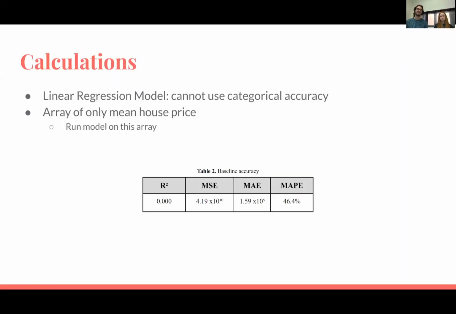So for our baseline, we decided to look at the mean house price of the overall data set. Essentially, we compared the mean overall to each individual price. Because it's a linear regression model, there's not specifically a categorical accuracy, so we decided to look at other metrics such as R-squared score, or the coefficient of determination, mean squared error, mean absolute error, and mean absolute percentage error. The values for our baseline mean house price are displayed below.